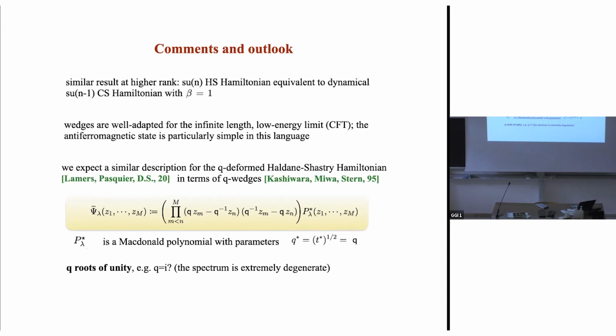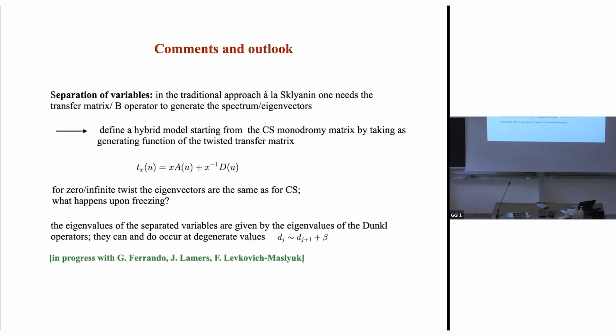In particular, the model at Q roots of unity is particularly intriguing because the spectrum is even more degenerate than what we have in Haldane-Shastry. And it will be nice to understand this kind of model. So for the subject of separation of variables, what we wanted to see is what the equivalent is in this framework.